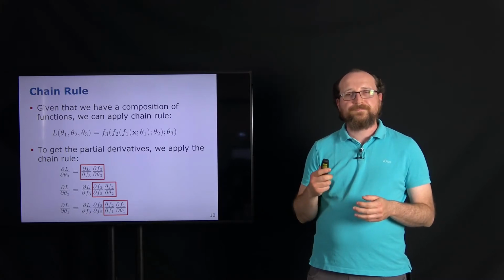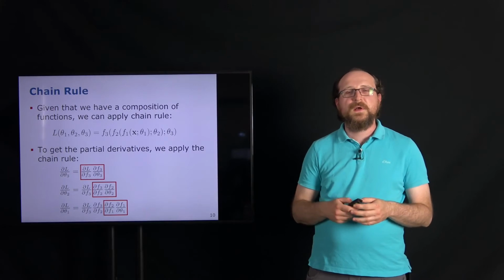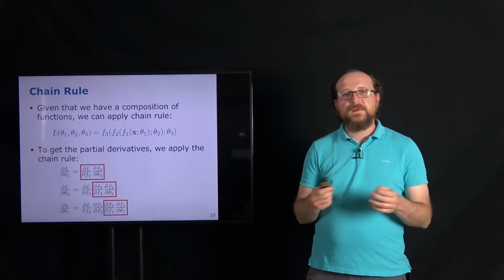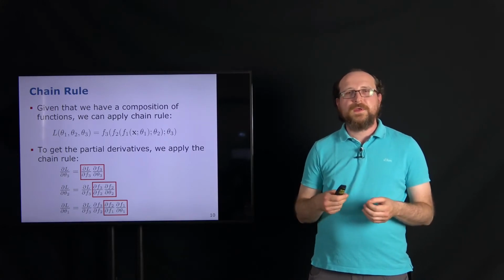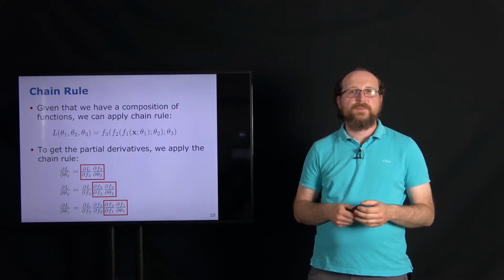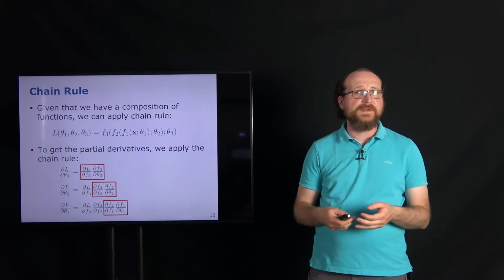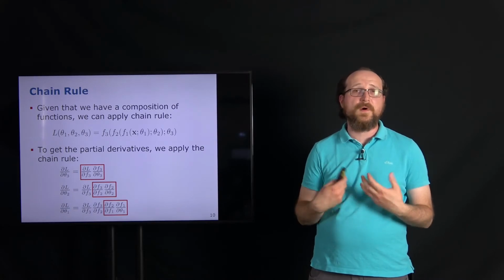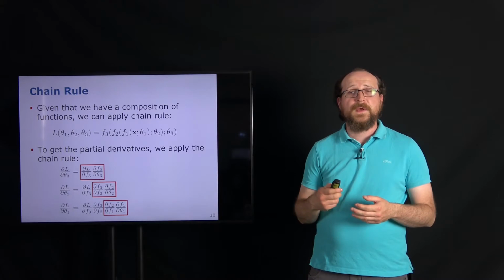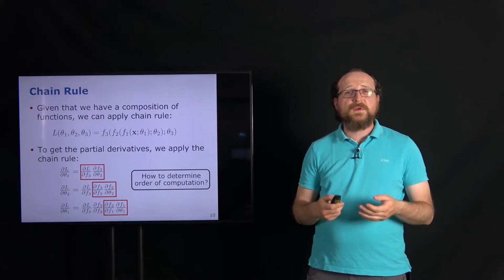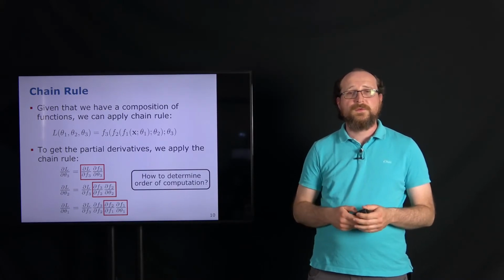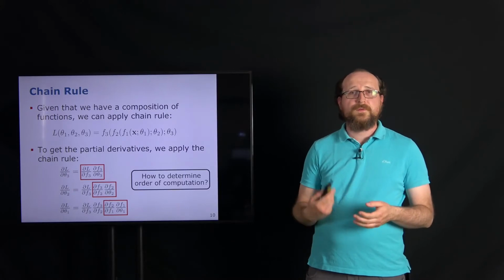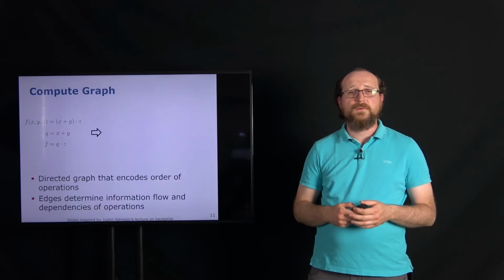And the interesting part is now, when we are writing this up, we can see the order of the operations. But we now have to tell the computer how the order of the operations is defined, to do this in the end for us. And therefore, how do we determine the order of the computations? For this, the concept of the compute graph is introduced.